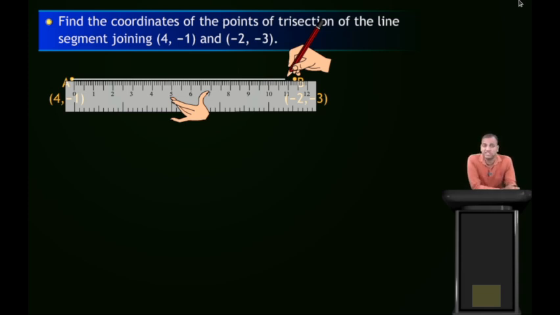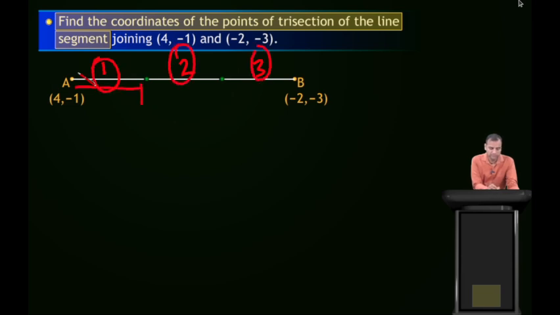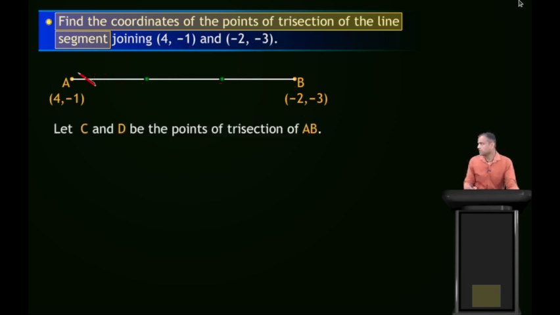Now what is trisection? Yes, it is the same as bisection. In bisection we cut a line into 2 equal parts, and in trisection we cut a line into 3 equal parts. So here we have 3 equal parts. So here we will have 2 points, because we need 3 equal parts. So this is the first part, this is the second part, and this is the third part. Let C and B be the points of trisection of AB.